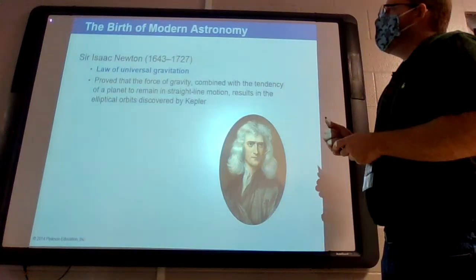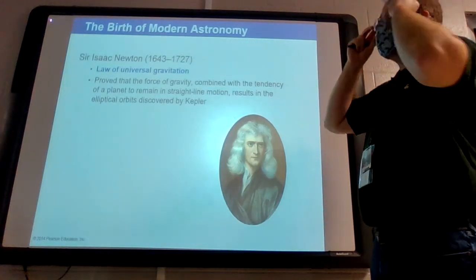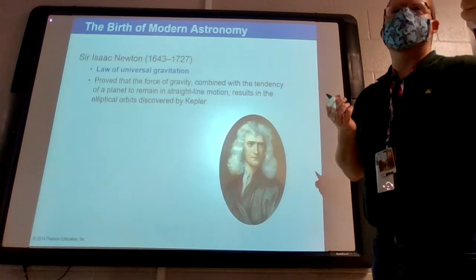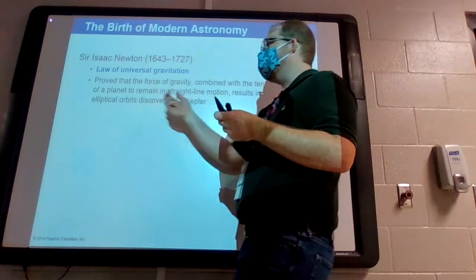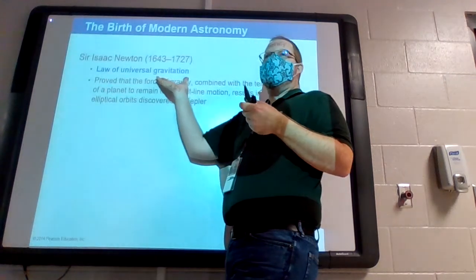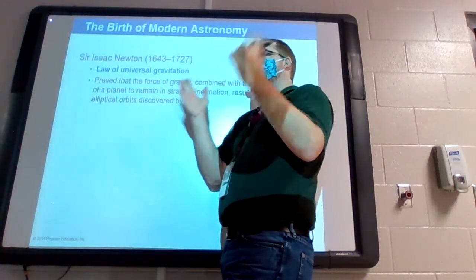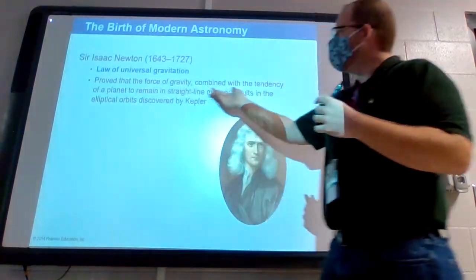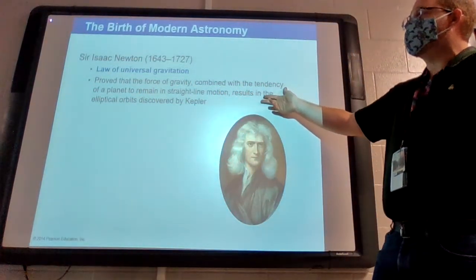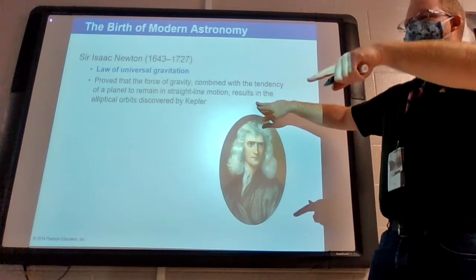Let's see. Then you get to Newton. Newton discovered gravity. Never say invented, because gravity's always been around. He kind of discovered it. He proposed the law of universal gravitation, saying that gravity was a force that kind of exists everywhere between everything. He proved that the force of gravity combined with the tendency of a planet to remain in a straight line motion results in the elliptical orbits.